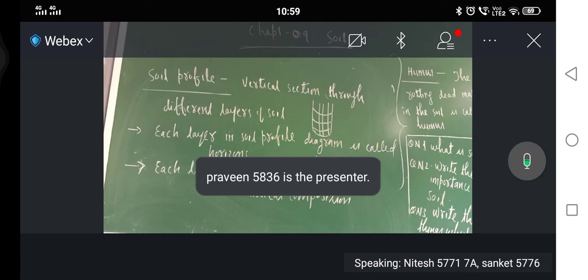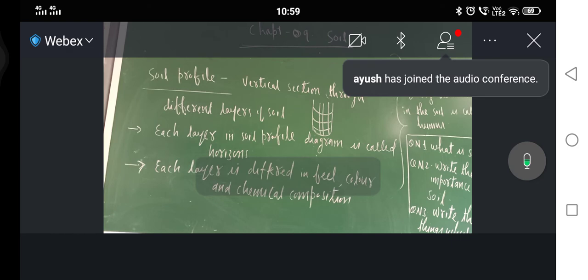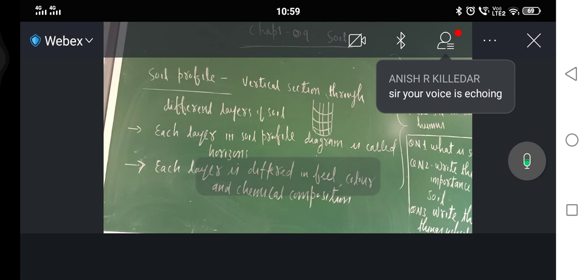Now it's okay. Each layer in the soil profile diagram is called horizons. Means horizon A, horizon B, horizon C. It is like that. And each layer differs in feel, means texture, color, and chemical composition. When I teach you the diagram of soil profile, then you will come to know.